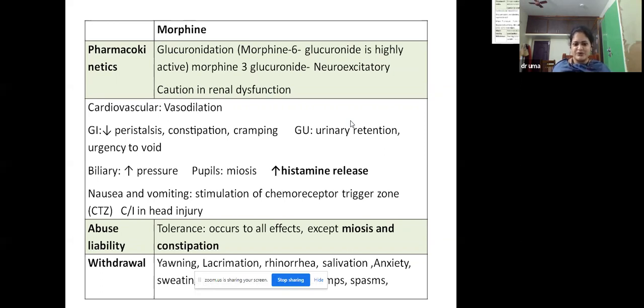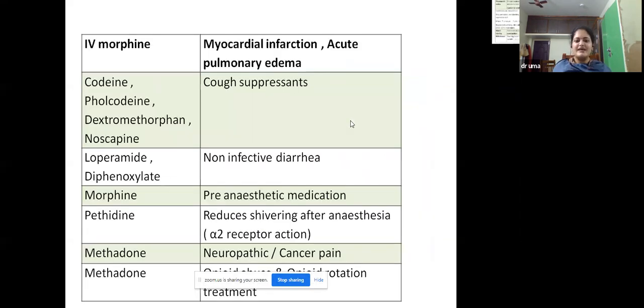Withdrawal effects produce yawning, lacrimation, rhinorrhea, salivation, anxiety, sweating, headache, muscular cramps, and spasms. Where are opioids used? IV morphine is used in myocardial infarction and pulmonary edema. Codeine, dextromethorphan, and noscapine are used as cough suppressants. Loperamide and diphenoxylate, which we have seen in the GIT, are used in non-infective diarrhea. Morphine is also used in pre-anesthetic medication.